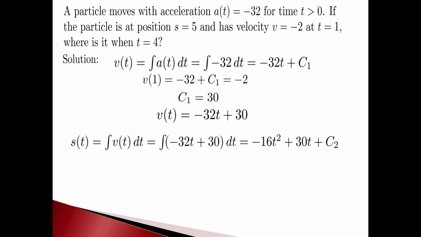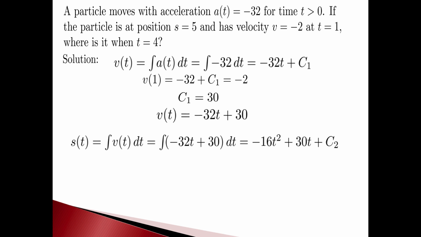Well, obviously, if that's a derivative, where did it come from? Well, the original function had to have been 30t, plus some other constant. And I'll call that other constant c2 because I've already used c1.